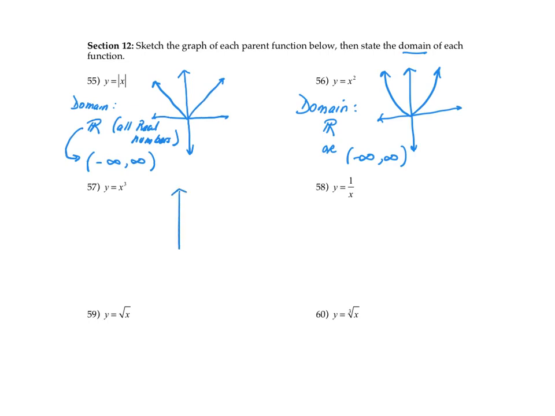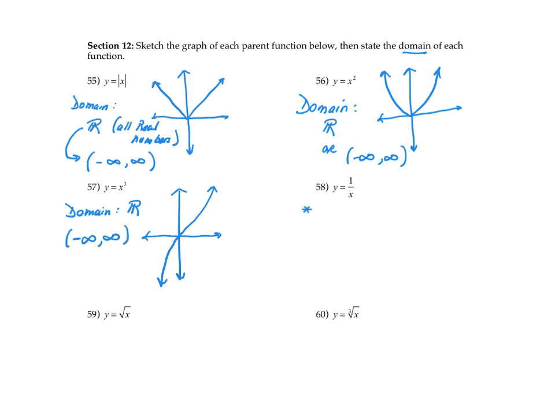Y equals x to the third. That's a cubic function, third degree polynomial. So it's like an S-curve, comes down through the origin, rises to the right, falls to the left. Its domain also will be all reals. So again, we're going to give that negative infinity to positive infinity.